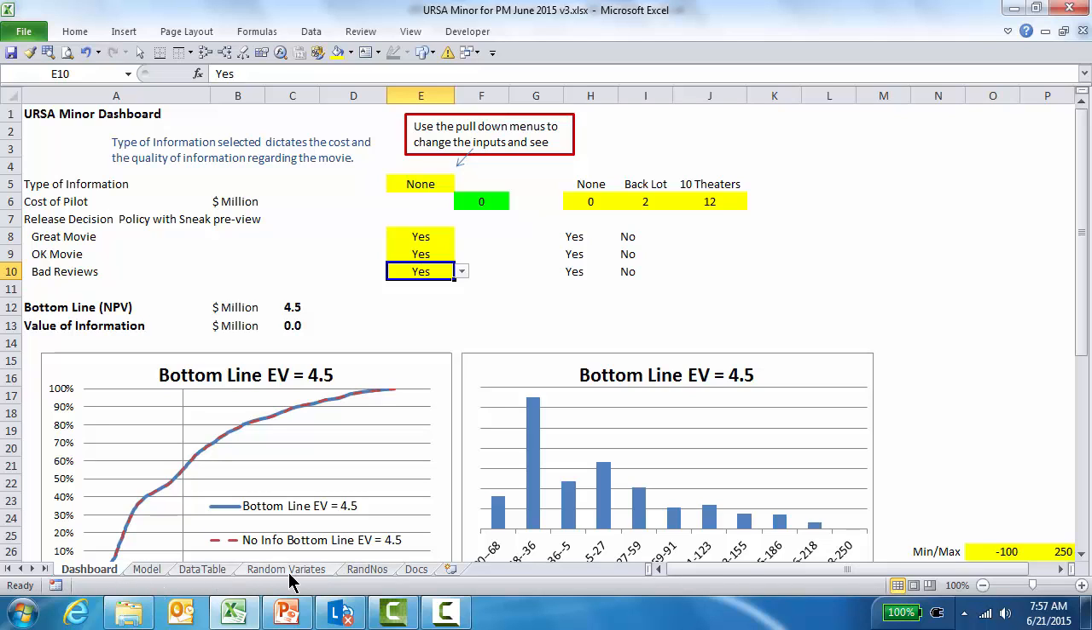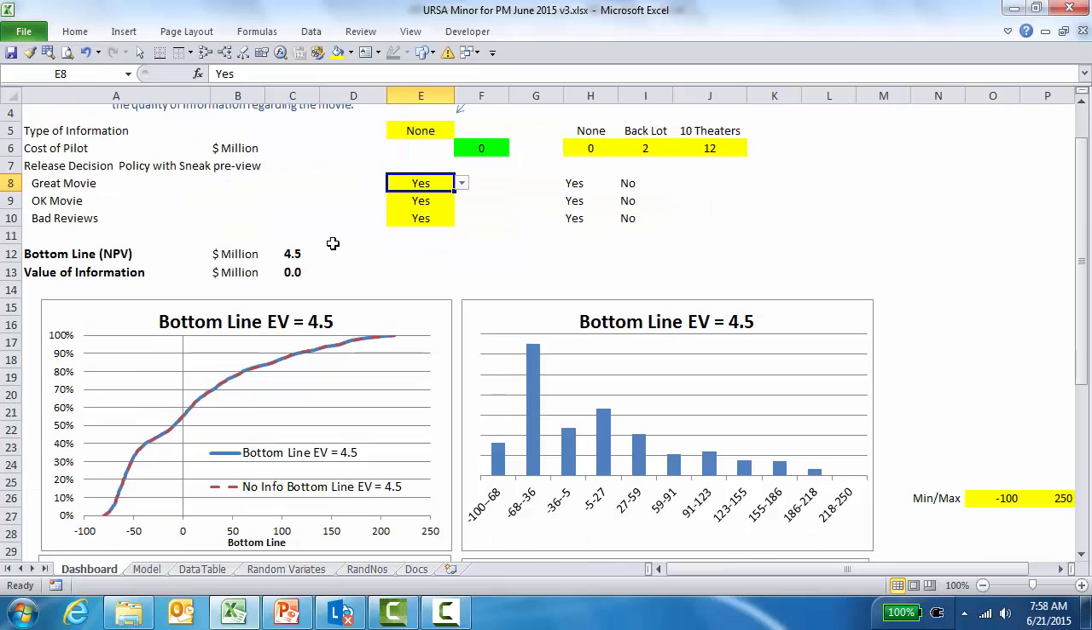Got a typical data table, random numbers. So for demonstration purposes, what type of information are we going to gather? We have a choice of none, backlot, or theater. We have to make a decision based on information whether to release the great movie, the okay movie, or the bad movies. So this is the decision I'm going to take based on the indicator, and I can say yes or no to each one of these. I then show you the bottom line and the value of information. Now in this particular case I have none, which is my reference case. Therefore there is no value of information.